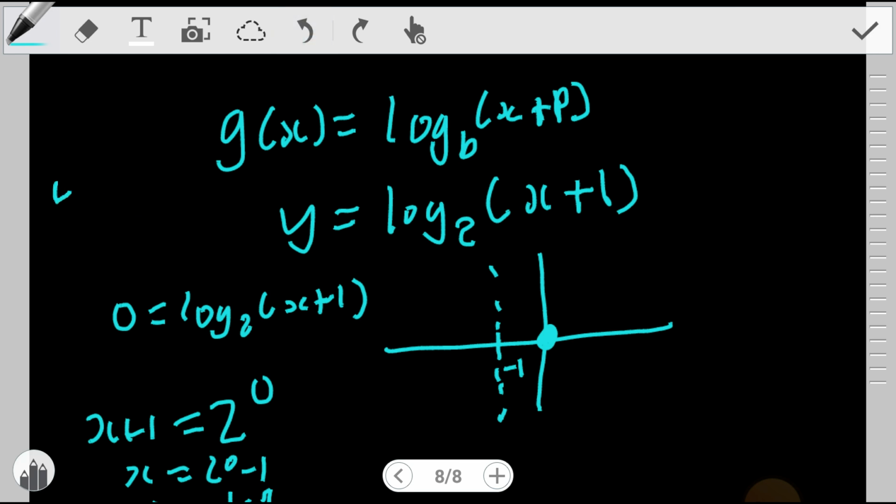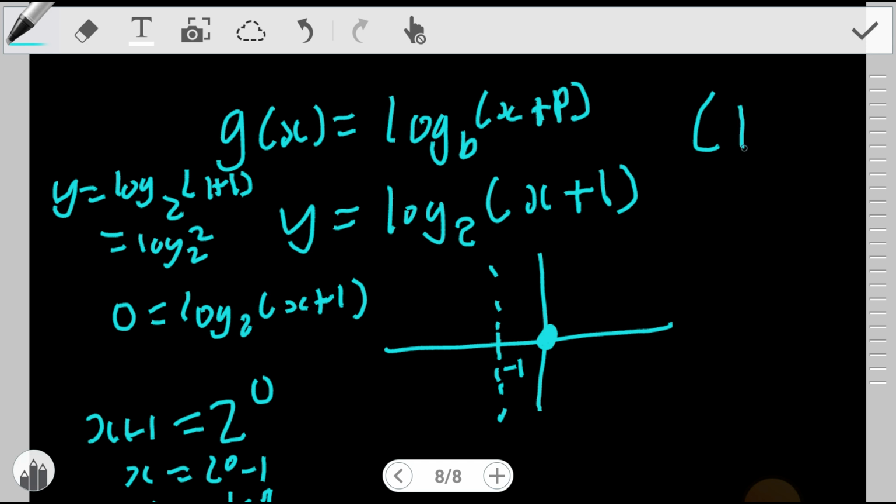So y is equal to log 1 plus 1 base 2. This is the same as log 2 base 2. If you type it in the calculator, you'll get 1. So it means that we have got our coordinates. We chose 1, and we also got 1.